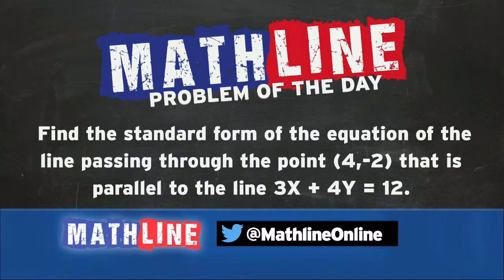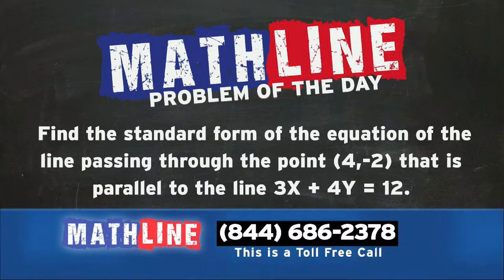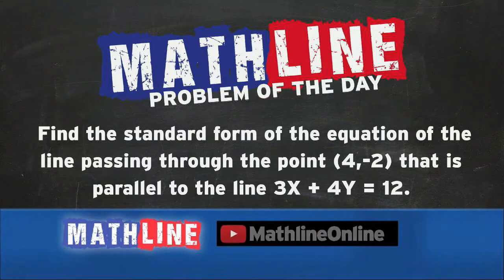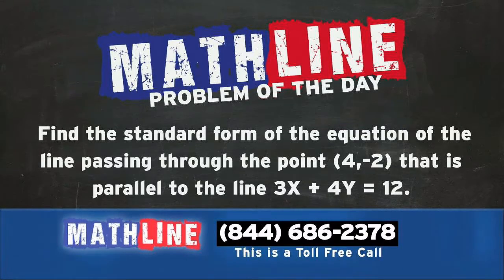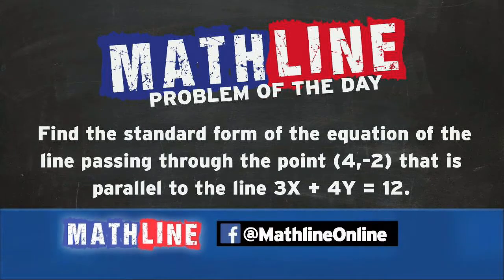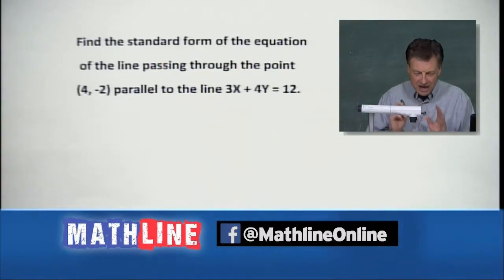Before we go anywhere further, let's go to the problem of the day. The problem of the day says, find the standard form of the equation of the line passing through the point (4, -2) that runs parallel to the line 3x plus 4y equals 12. Again, that's 3x plus 4y equals 12. Where in the world do we begin? Let's take a look at this and see how we're going to work through it.